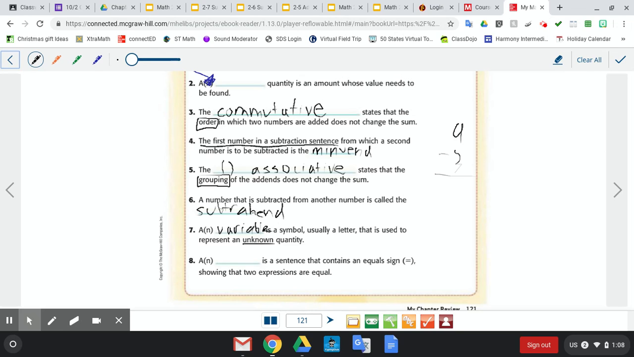A blank is a sentence that contains an equal sign. What contains an equal sign? You're right, it's an equation.